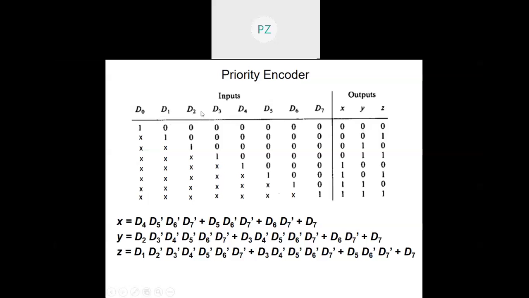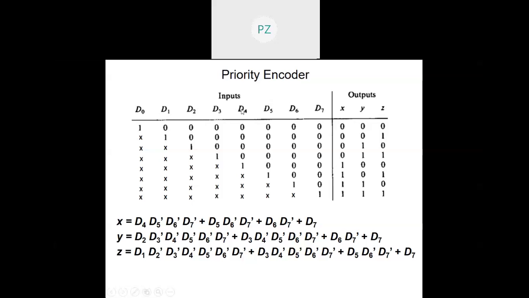So if any two or more input lines are high simultaneously, intentionally or unintentionally, the higher priority line will be encoded and the lower priority line will be discarded, or they will become don't care. Okay, so that is how a priority encoder works. If any two lines are high, for example D1 is high and D6 is high, what will happen? D6 will be encoded, D1 will be simply neglected.